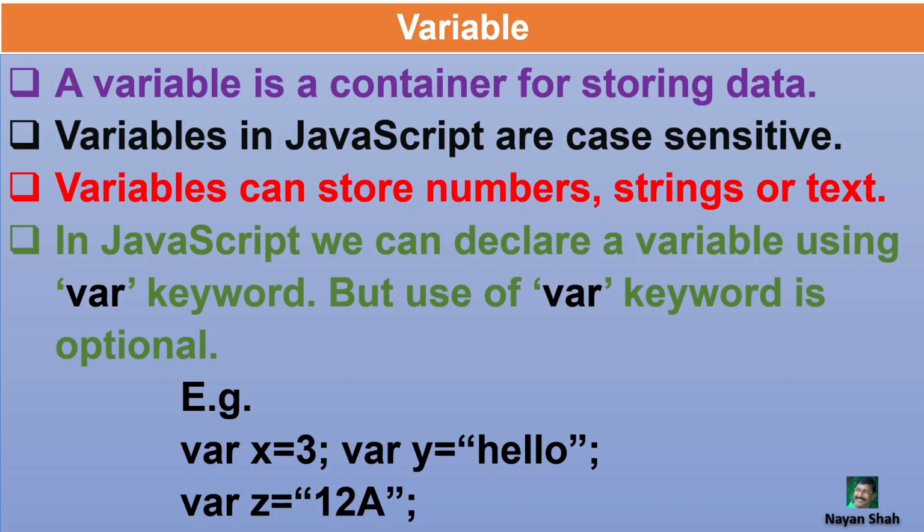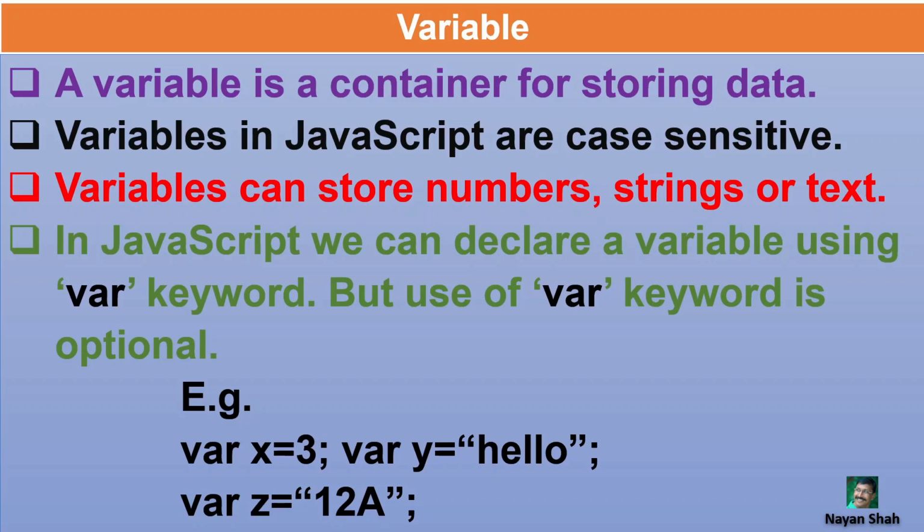In all these three examples, you may remove the keyword var because writing var is optional. You just simply say x is equal to 3 and JavaScript will create a variable with the name x and it will allocate value 3.